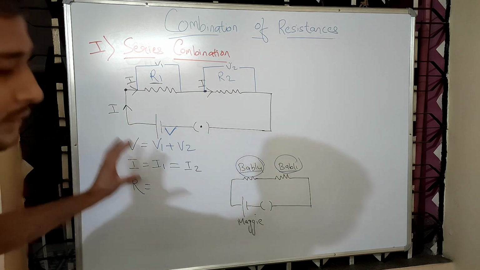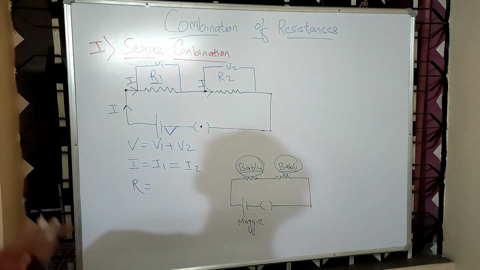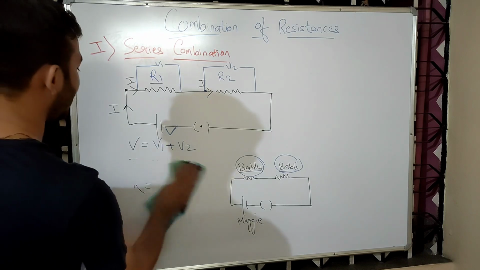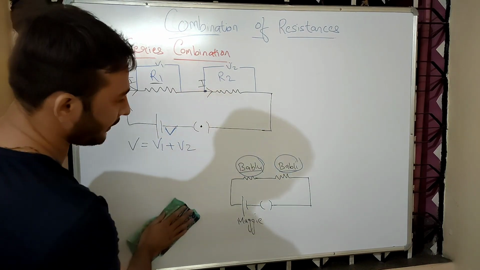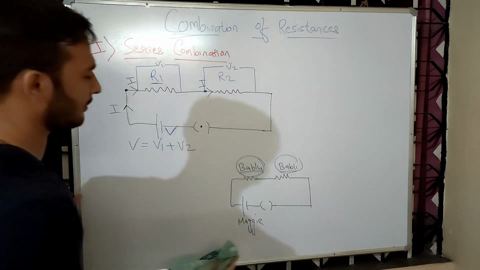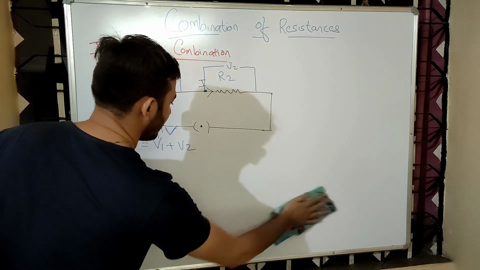So this is the base of it. Current remains the same in series combination and V will be equal to V1 plus V2. Remember Bablu and Bubbly, right? So now what will happen?